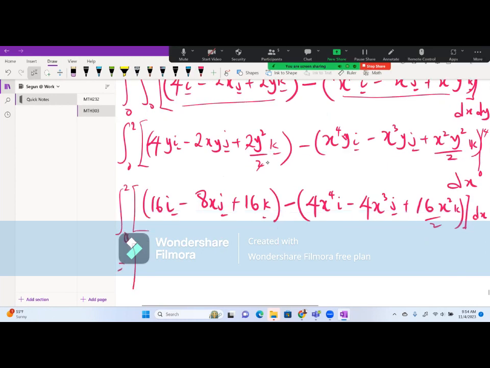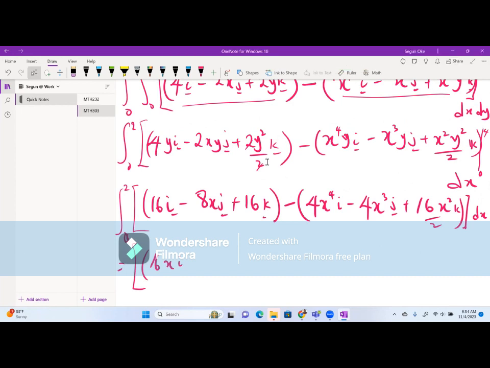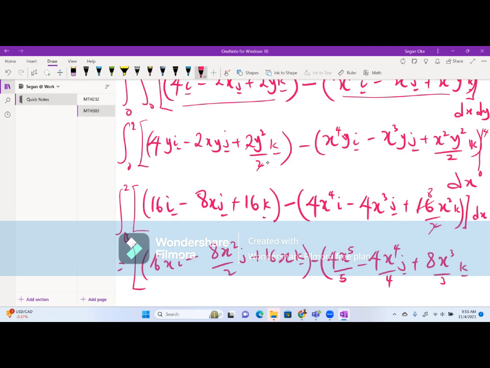What do we have? So we have it to be 16x i minus 8x squared over 2 j plus 16x k. Integrating with respect to x, you have 4x^5 divided by 5 i minus 4x^4 divided by 4 j plus 8x^3 divided by 3 k. Okay. The limit is 0 to 2.